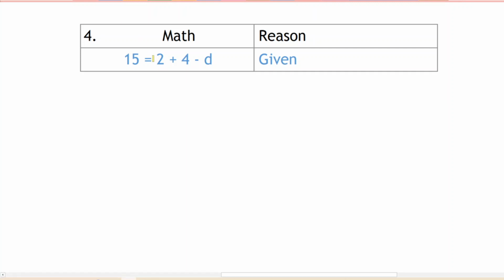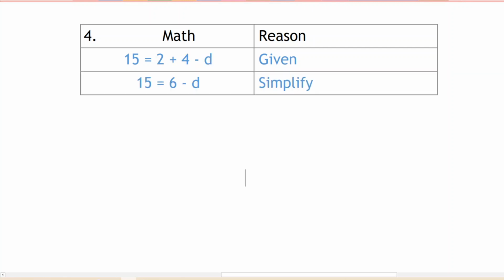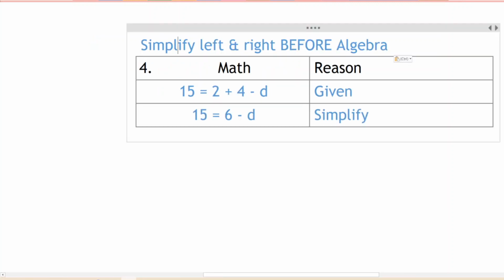And if we classify things, again, we see the positive 2 is a constant, positive 4 is a constant, minus d is linear. So the 2 constant things we can actually simplify. 2 plus 4 is 6, of course. And that brings me to the next major point here. Before we do any of the algebra stuff, we want to do all the arithmetic to simplify the left side and the right side of the equal sign. So that's kind of the background lesson of this problem.